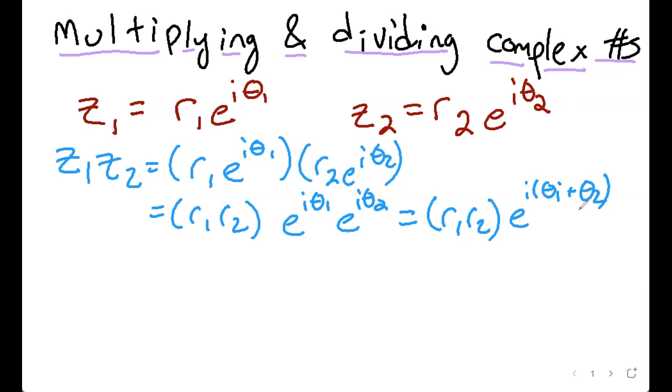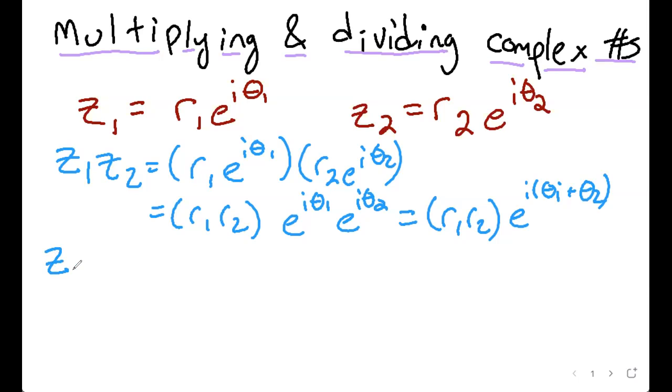And this is what we have for Z1 Z2: the product of two numbers written in the exponential form is just the product of their moduli, plural of modulus, times e to the i times theta 1 plus theta 2. So just add those angles together.